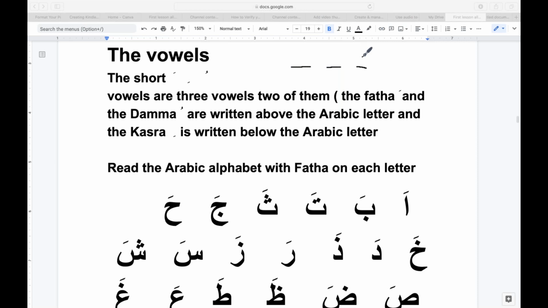The dhamma is a small, tiny waw, "ooh," at the top of the letter. And fatha is a small line at the top of the letter. And kasra is the same as fatha, but it must be at the bottom of the letter.